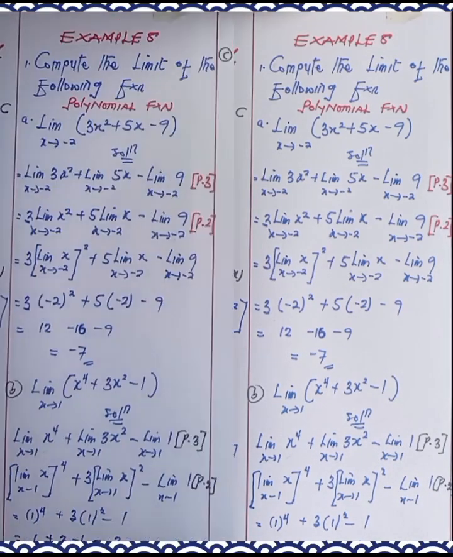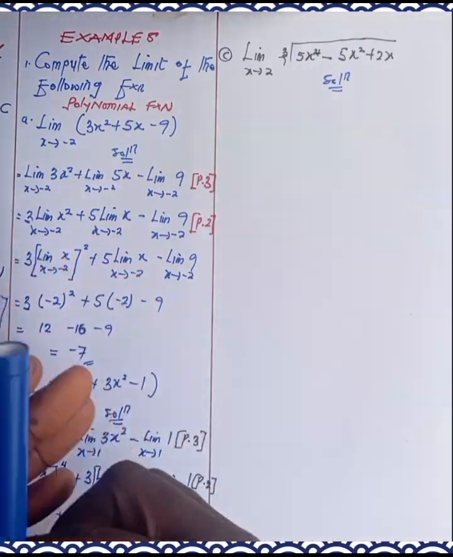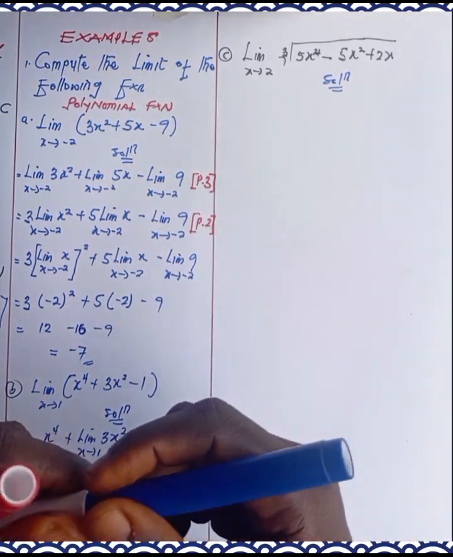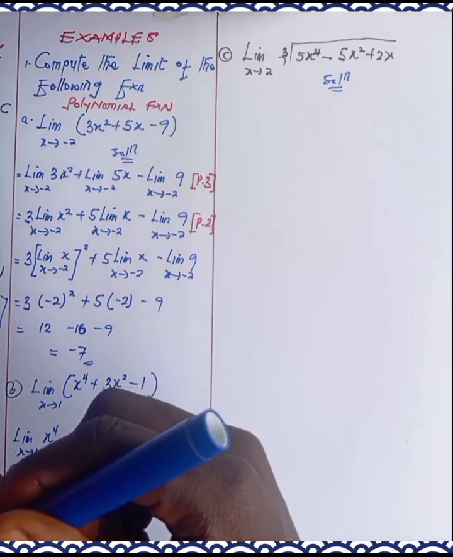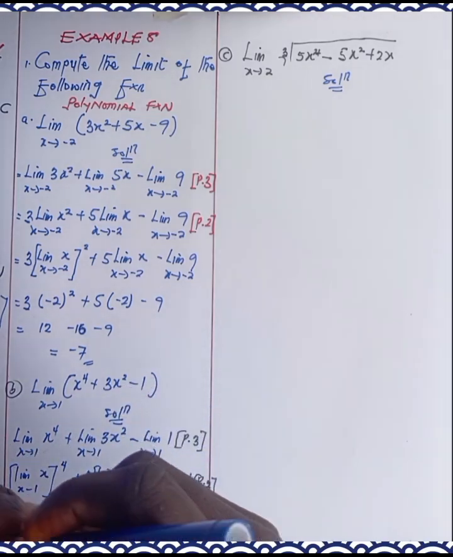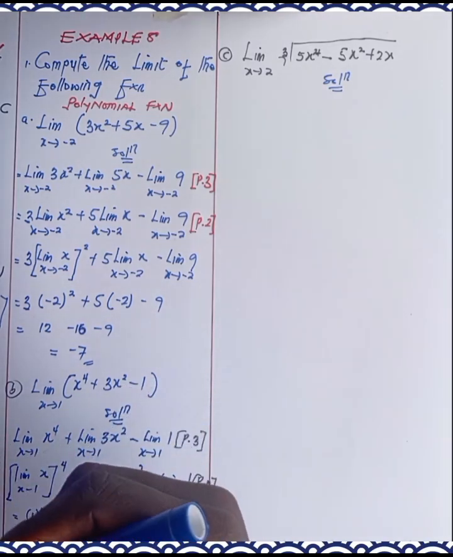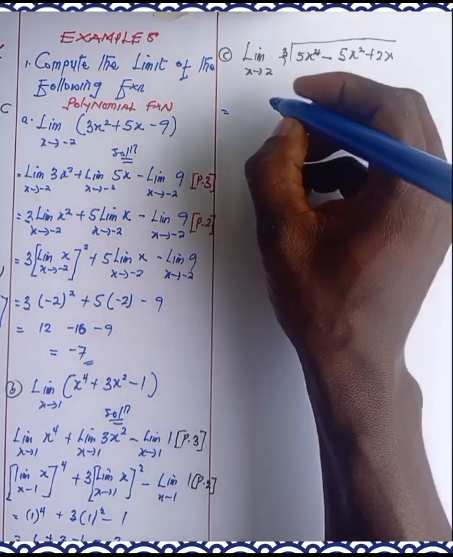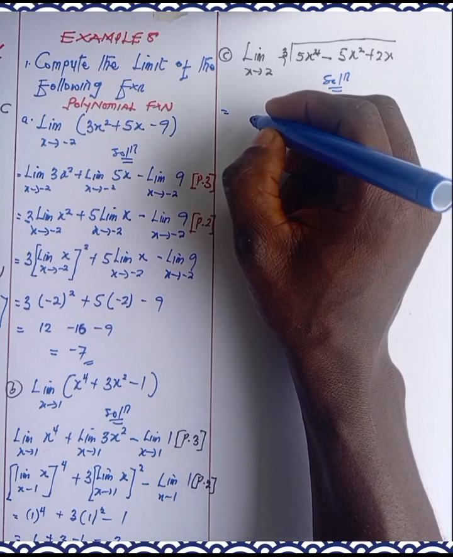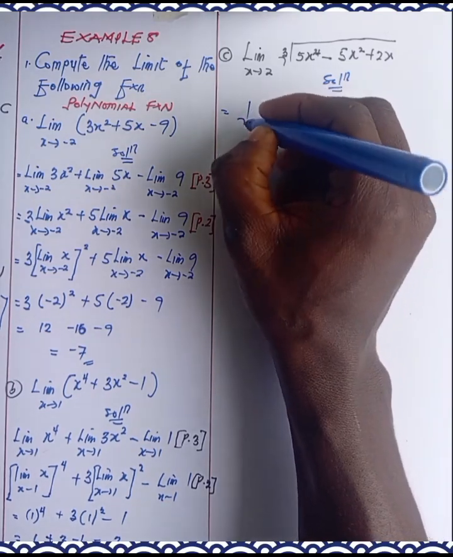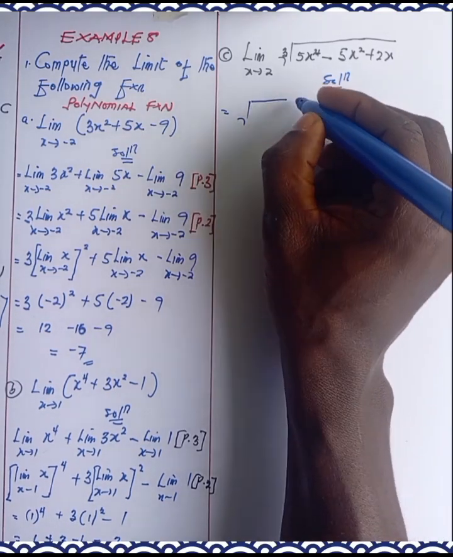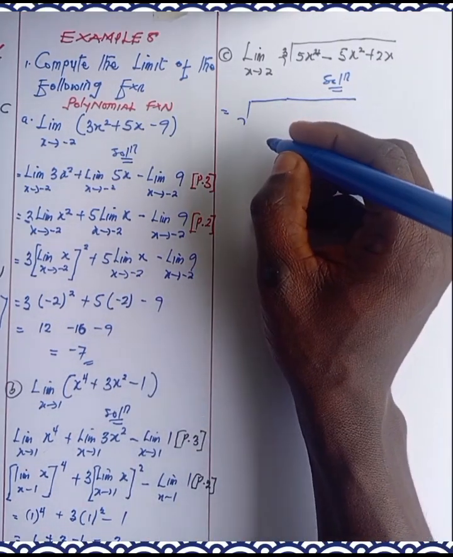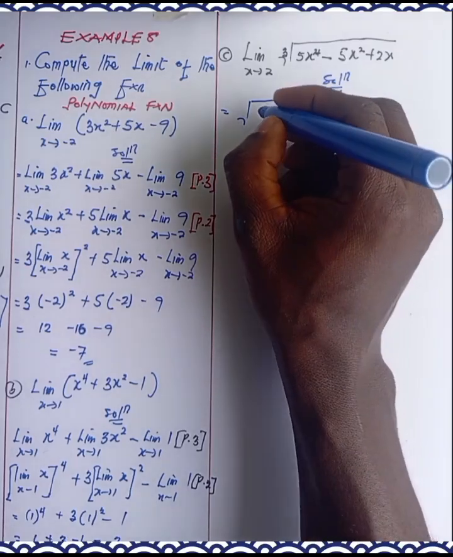Let's take the next example. So we have the last example. We are to compute the limit of this function as x approaches 2. So in applying the property, we are going to apply property 3 and then property 7. Property 7 is saying that we first have to compute the limit and then we take the index.